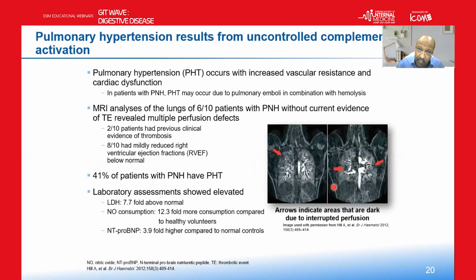Also, pulmonary hypertension can result from uncontrolled hemolysis because of recurrent venous thromboembolism and pulmonary embolism, and also because of the lack of nitric oxide causing vascular constriction and causing pulmonary hypertension. So 41% of patients with PNH can have pulmonary hypertension. And if you look, 6 out of 10 patients with PNH can have evidence of pulmonary hypertension even without thrombosis.